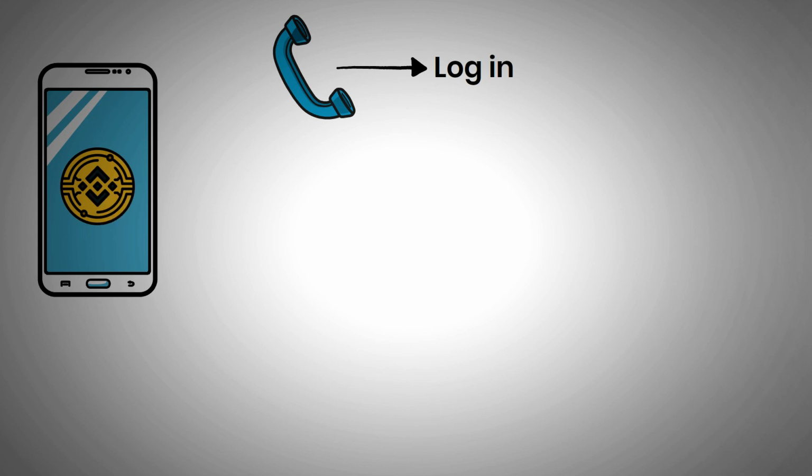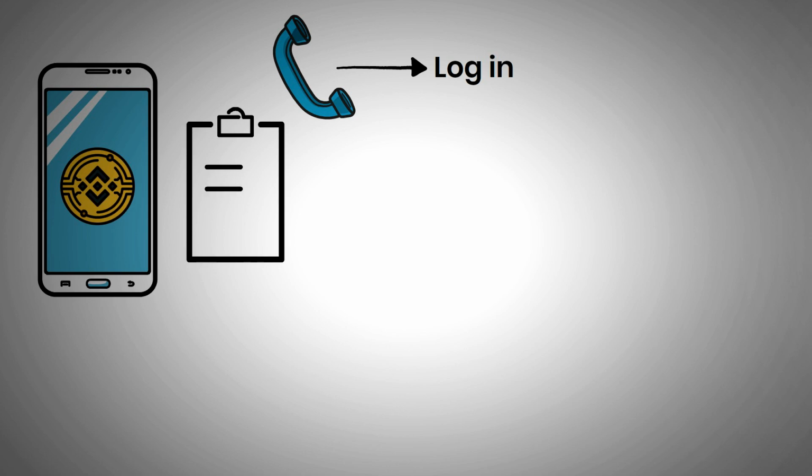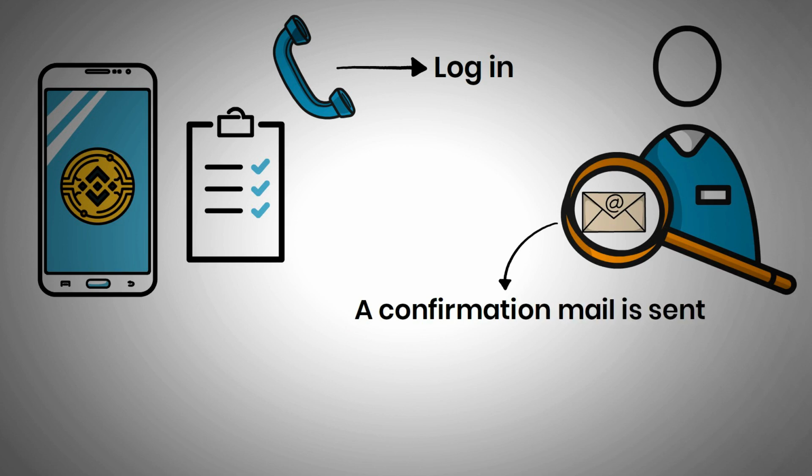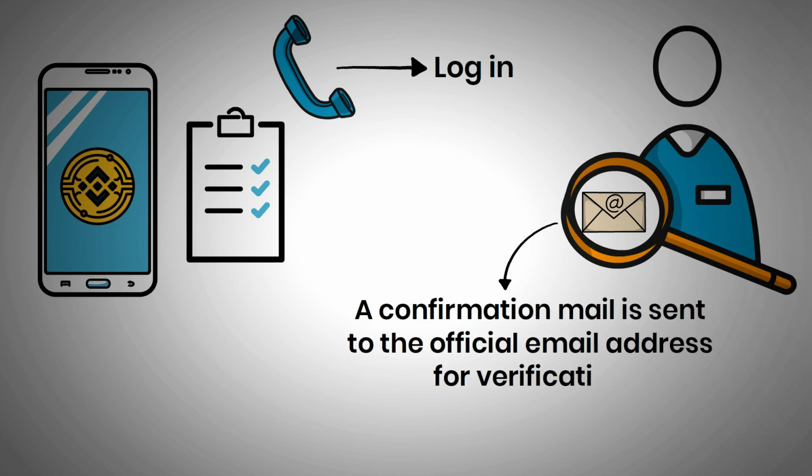If a mobile number is provided within the account registering process, there are certain verifications that are to be done. Once the credentials for the account are set forth, proceed to verifying your mail. A confirmation mail is sent to the official email address for verification.